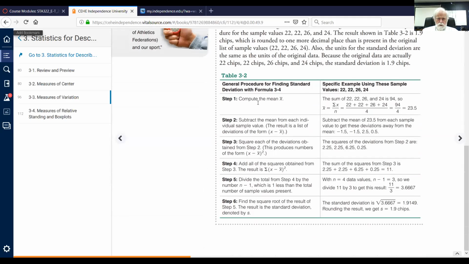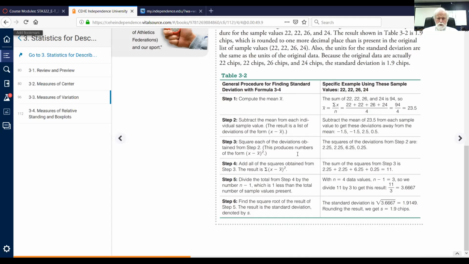So we compute the mean. So we've got 22, 22, 26, and 24. That adds up to 94. So the mean is 23.5. Subtract the mean from each value. We get minus 1.5, minus 1.5, 2.5, and 0.5.